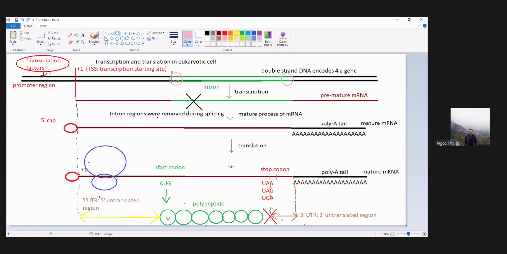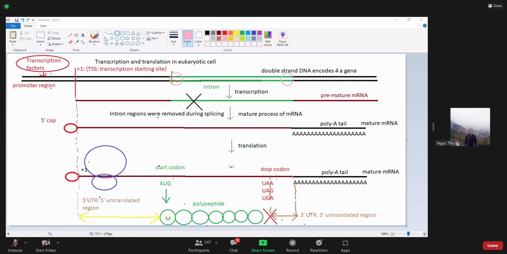Okay, and there are more variants. There are more mechanisms that you can find in this paper. Okay, so I will put the link here for you.